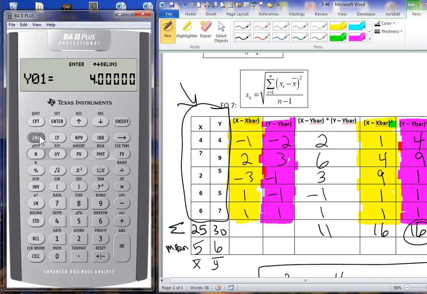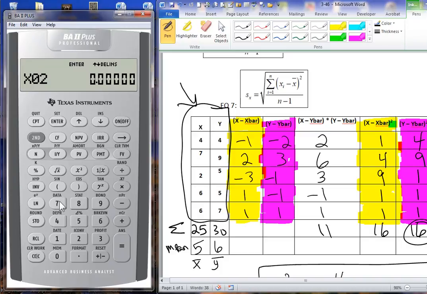For some reason it did not clear all my prior work. So I'm going to do second function clear, second function clear again. And hopefully now we're ready. Okay, so now I'm going to do second function data entry, and the first data value is 4, and I'm going to do enter, arrow down. The next question is, what is the first y variable? And that is also 4. So I'm going to do 4, enter, arrow down.